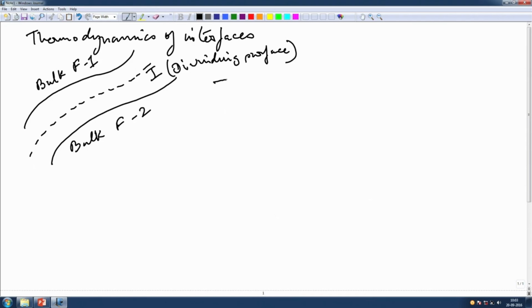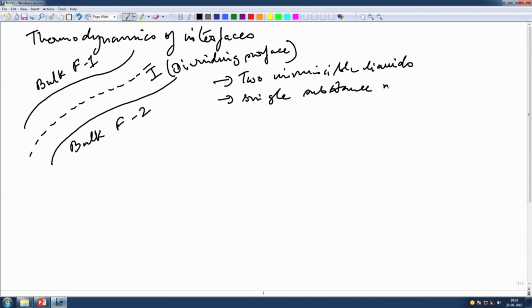There are several situations that can take place. One is that the two fluids may not actually mix with each other, so immiscible liquids. It can also be a single substance present in two phases. So, basically bulk fluid 1 and bulk fluid 2 are the same substance, but they exist in two different phases. It could be just liquid water and water vapor, for example.